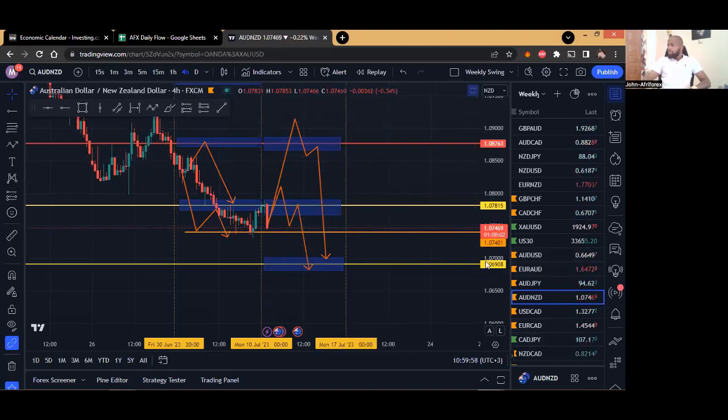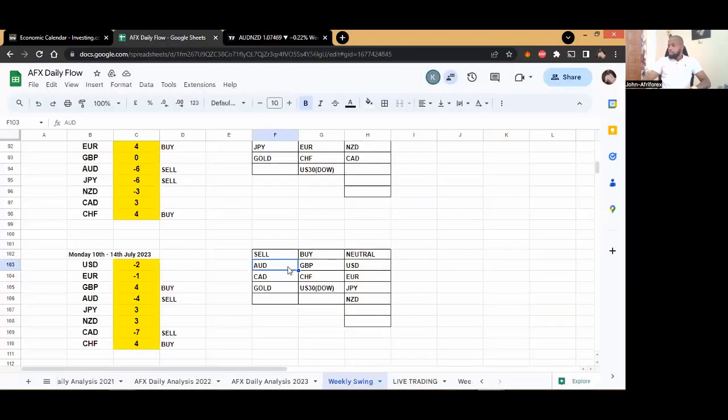So I guess that's pretty much it for the Australian dollar pairs. So right now, we're going to move on to the next set of currency pairs, which I think are the Canadian dollar pairs.